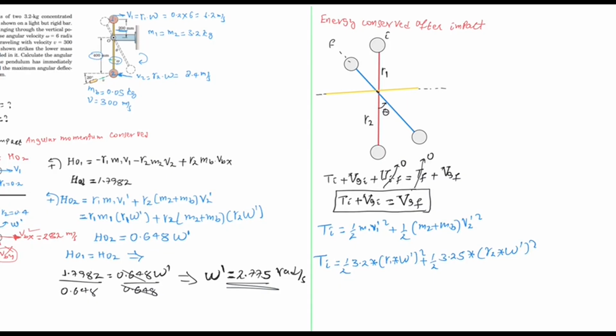So we know r1, we know omega prime, so if you substitute all these numbers, finally you will get the initial kinetic energy, which is equal to 2.495 joule. So this is the initial kinetic energy.